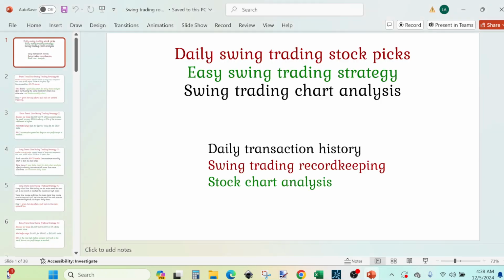Hello, daily swing trading stock pick, easy swing trading strategy, and swing trading chart analysis. So if your swing trade is good on a daily basis, you do your record keeping of your daily trade, and then you analyze the chart to pick stocks for the next day swing trade. So we are going to do that.